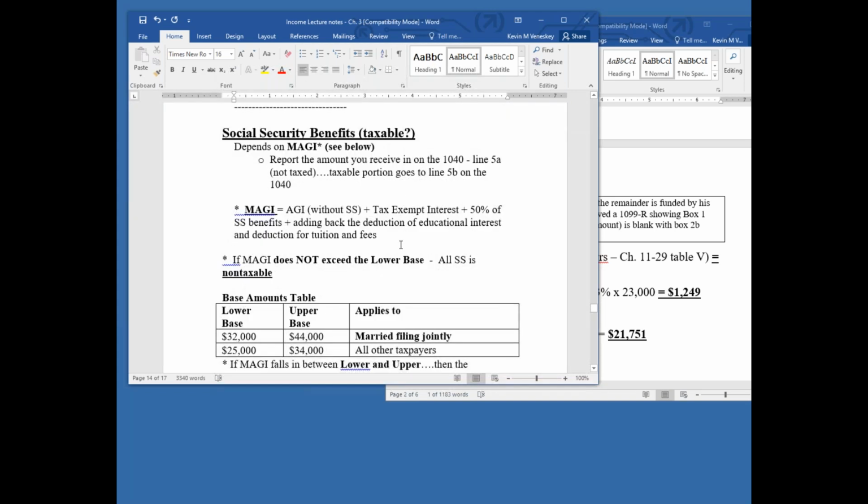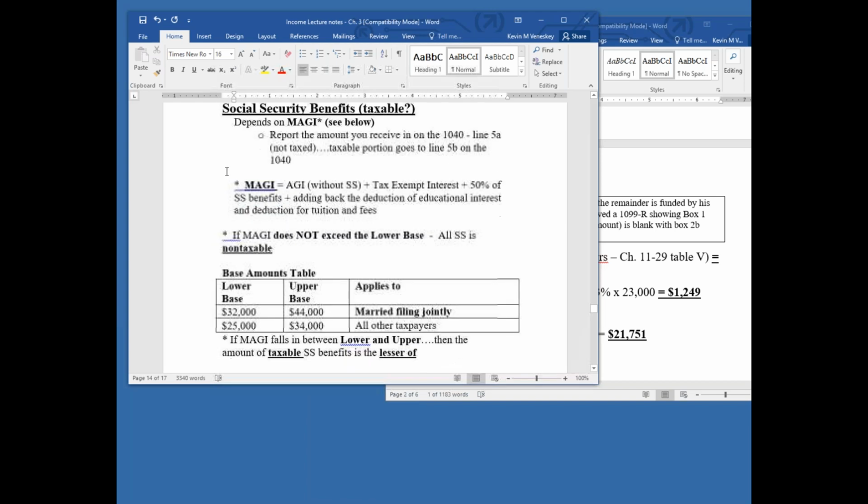Okay, Social Security, we're about done here with Chapter 3. The Social Security benefits. Is the Social Security you receive taxable or not? And the answer is it depends on the amount of other income you have. MAGI, this is called your modified adjusted gross income. Where Social Security goes, it goes right on the 1040 towards the top, line 5A. This is the full amount that you receive, and line 5B would be how much you are actually taxed on your return. So modified adjusted gross income, what that includes, without any Social Security, take your opening AGI, which is right there on your 1040, and then add in any of those tax-exempt interests.